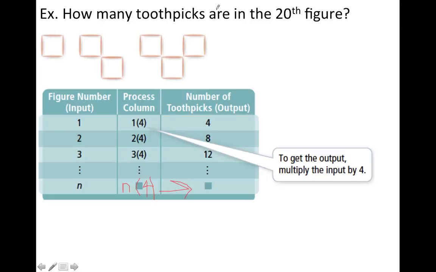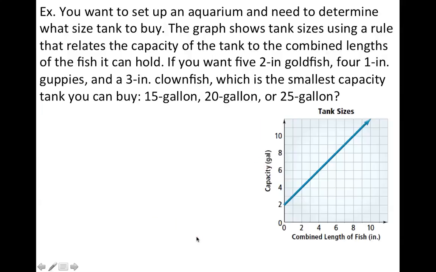So it asks you how many toothpicks are in the 20th figure. You take n, which is the number of what figure you're on, multiply that by 4, and you should get 80. So there are 80 toothpicks in the 20th figure.